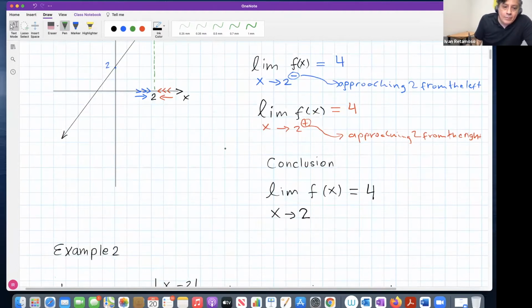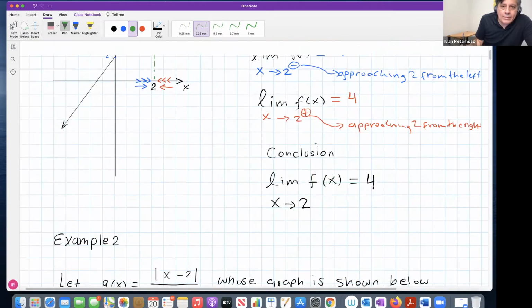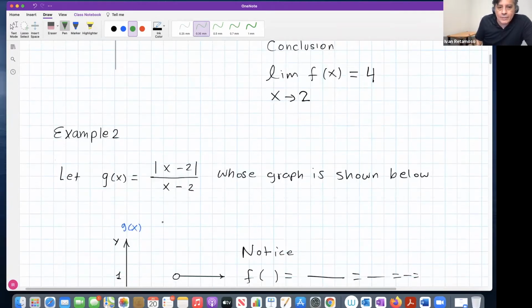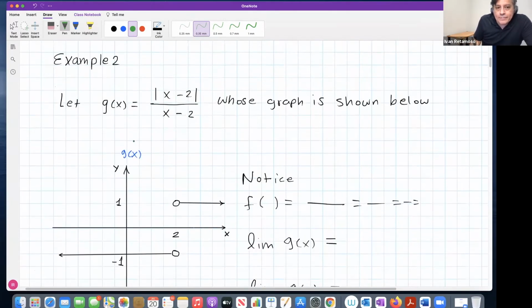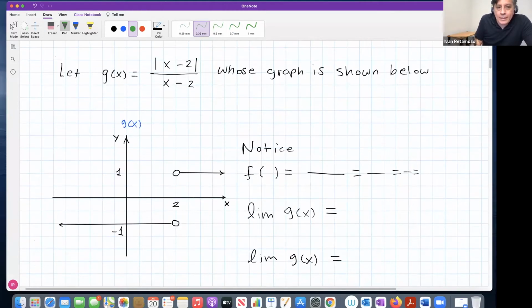That was example 1. Example 2 now. What happens if there is no convergence? What happens if when you go to the left, you are going to some real number, and when you go to the right, you're going to some other number? Well, let's explore that. Let's consider this other function now. g of x equals the absolute value of x minus 2 over x minus 2, whose graph is shown below. The graph of this function is this: a horizontal line here on the right of 2, and a horizontal line here on the left of 2.